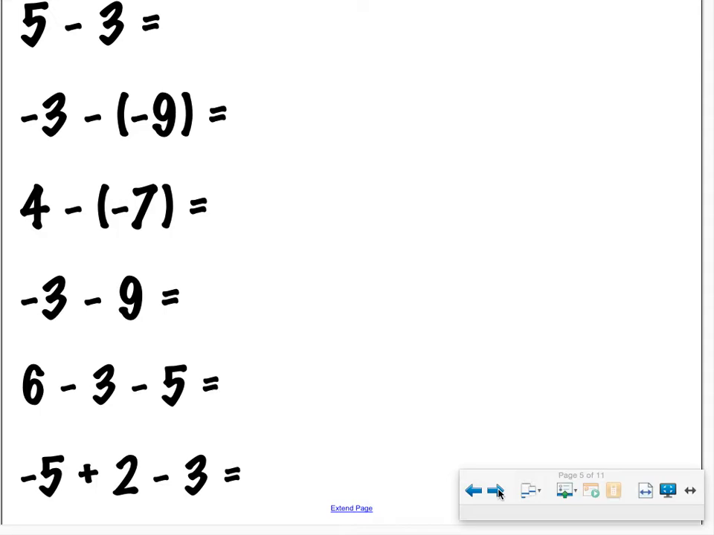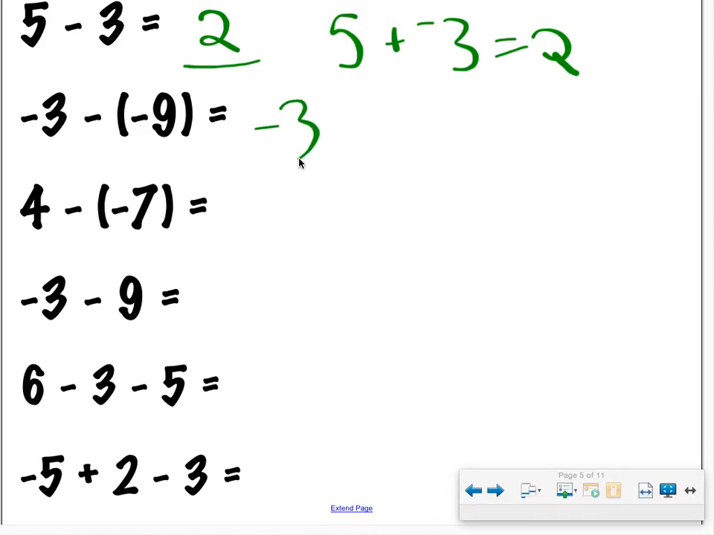Let's do some examples. So 5 minus 3, we know that's just 2. If we wanted to, same, change, change, so keep that the same, change that, again, we still get 2. In this case, this is probably a lot more simple. All right, negative 3 minus negative 9. If we do our same, change, change method, keep that the same, change that, change that. So now we have negative 3 plus 9, which is just 6.